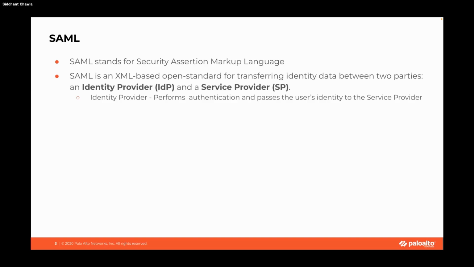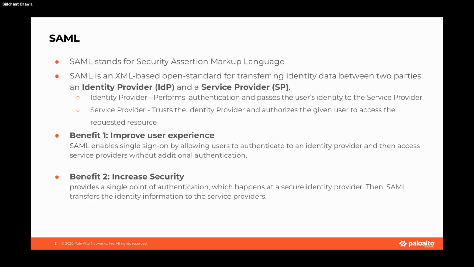So IDP performs authentication and passes the user's identity to the service provider. Service provider trusts the identity provider and authorizes the given user to access requested resources. So SAML mainly solves two requirements in the enterprise: web-based single sign-on across multiple entities and federated identity. Single sign-on is achieved by sharing identity information between multiple organizations and applications, and federated identity allows a set of service providers to agree on a way to refer to a single user.